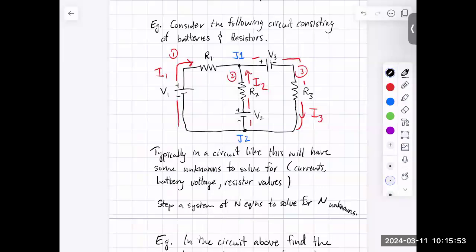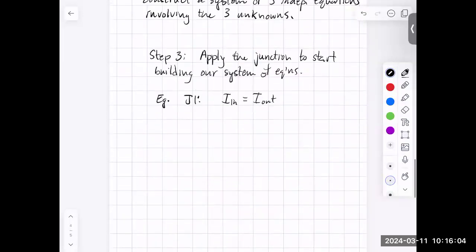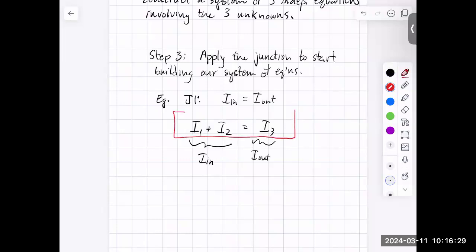So what we would have from our junction rule for J1 is the current in, I1 plus I2, must be equal to the current out, which is I3. So for junction 1, we have I1 plus I2 combined to give the current into the junction, and that has to be equal to I3, which is the current leaving the junction. Okay, and so that's one of our equations. And so I'm gonna call this equation something. We'll call this, let's say A.